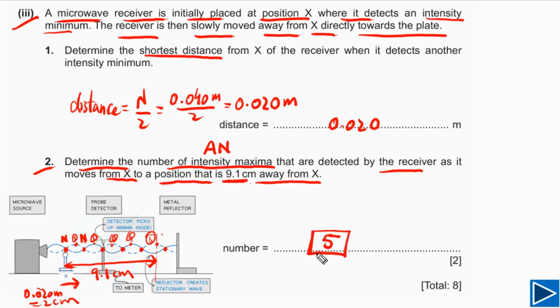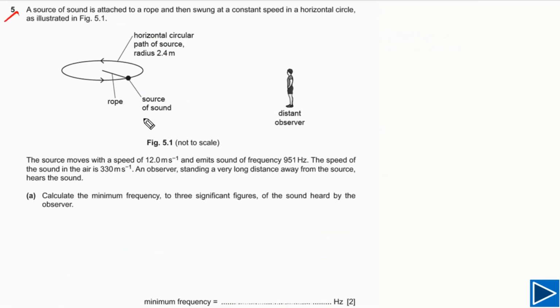So total number of maxima is equal to 5. For question 5, it is given to us that a source of sound is moving in a circle and the radius of the circle is 2.4 meters. And source of sound is moving at a constant speed in a horizontal circle and the speed of source is given, that is 12 meters per second.